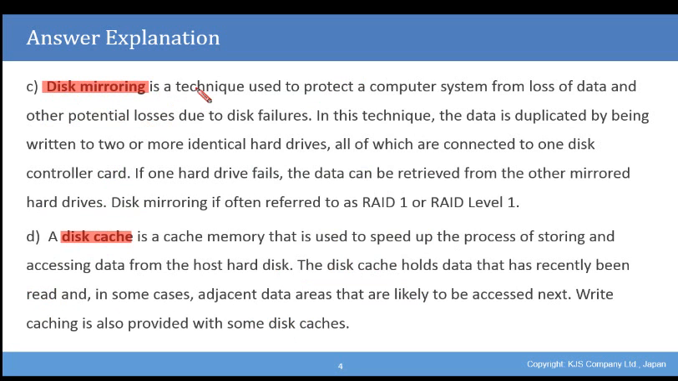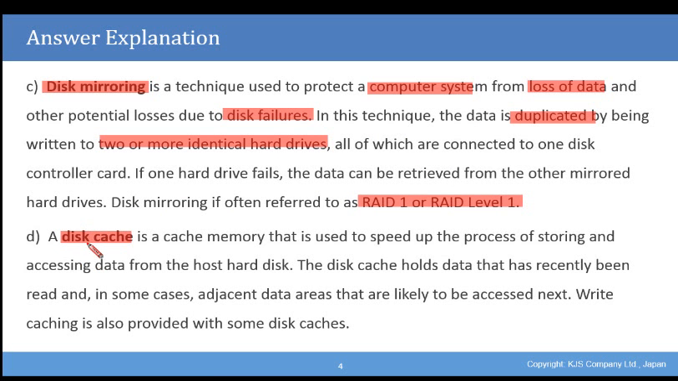Disk mirroring is a technique used to protect a computer system from loss of data and other potential losses due to disk failures. In this technique, data is duplicated by being written to two or more identical hard drives, all of which are connected to one disk controller card. If one hard drive fails, the data can be retrieved from other mirrored hard drives. Disk mirroring is often referred to as RAID 1 or RAID level 1.